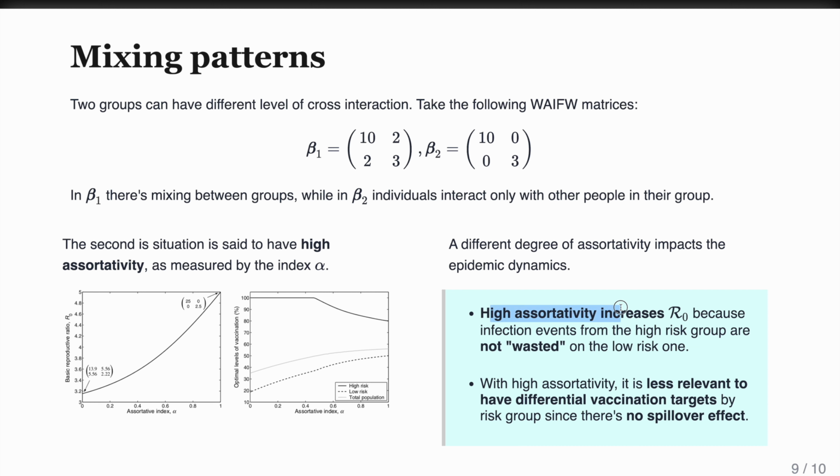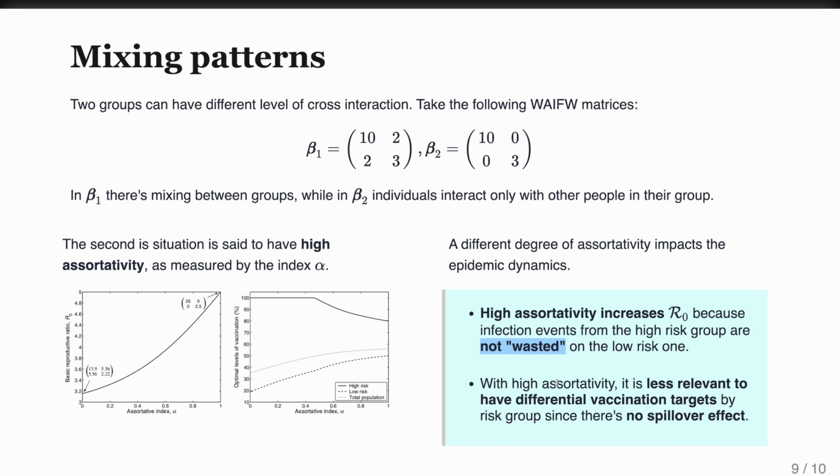So high assortativity increases the R0. And this happens because infectious events are not wasted on the low risk group. So the people in the high risk group always spend time with the other people in the high risk group, maximizing the diffusion of the pathogen. They don't waste time infecting people in the low risk group that then will not create a longer chain of infection.